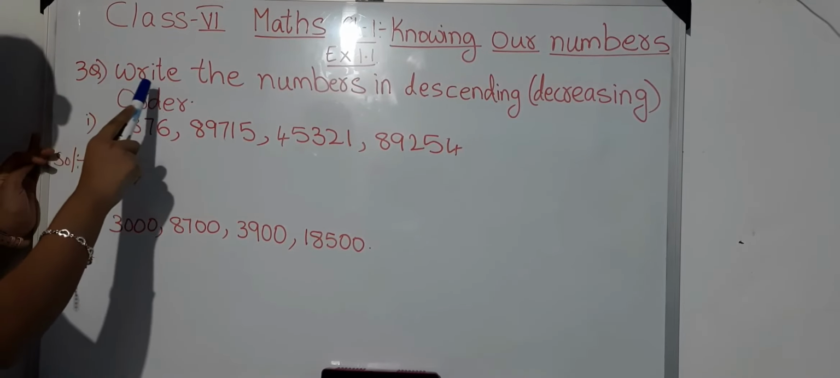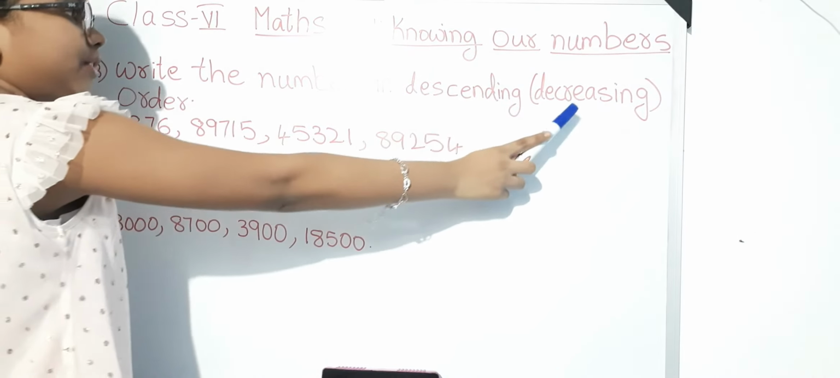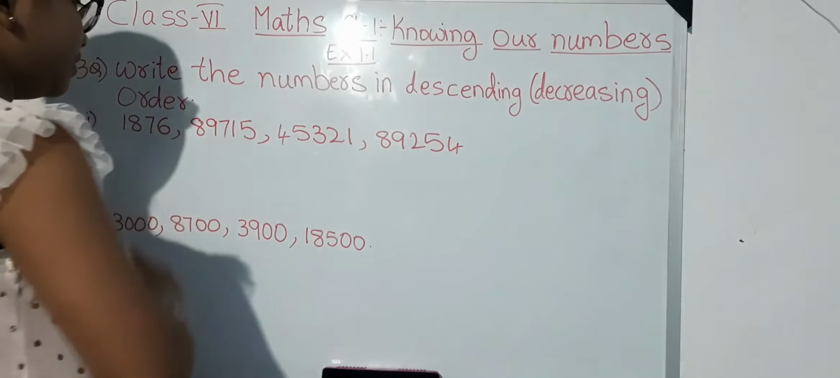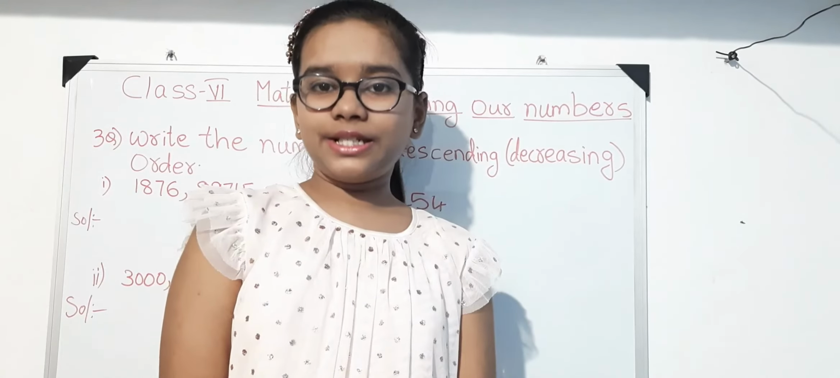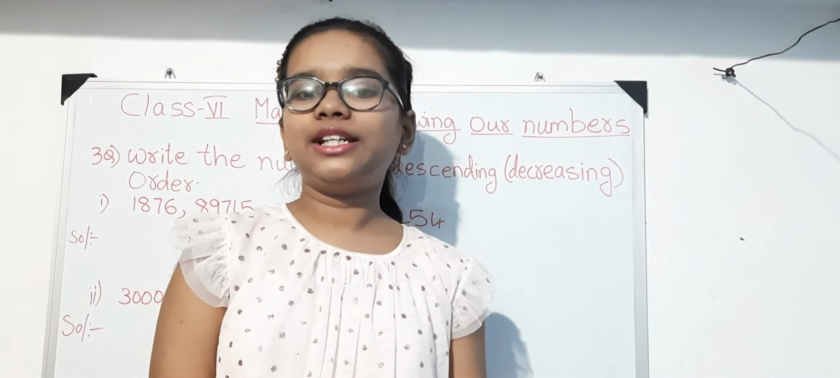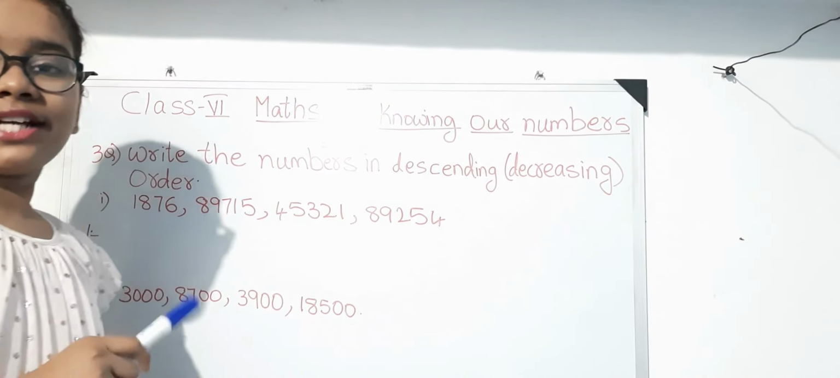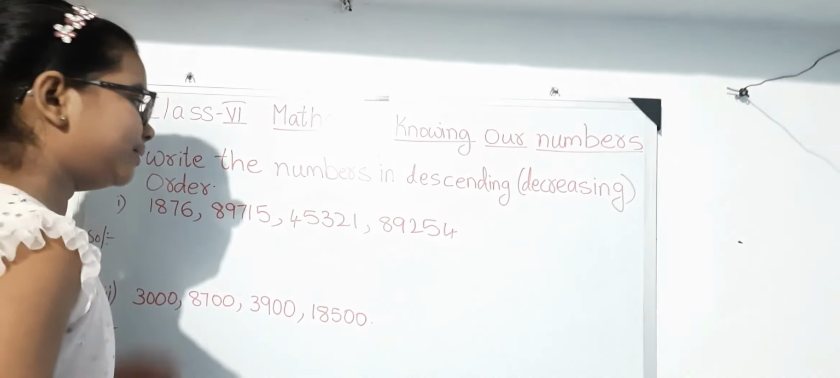Now the third question is: write the numbers in decreasing order, which is also known as descending order. I have already uploaded a video on descending order. If you want to see that, the link is below in the description box. Descending order means writing the numbers from big to small. It is also known as decreasing order.